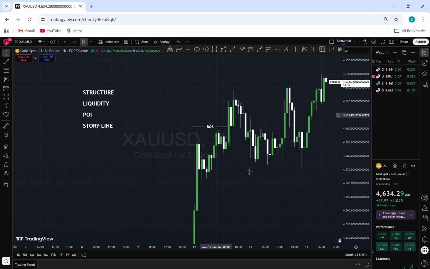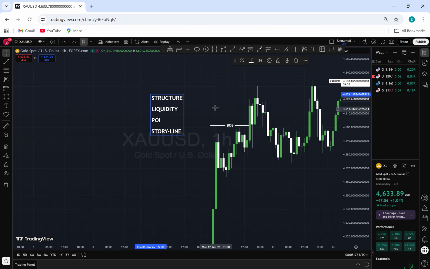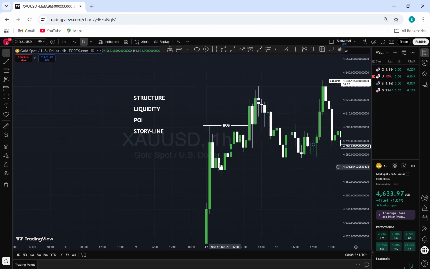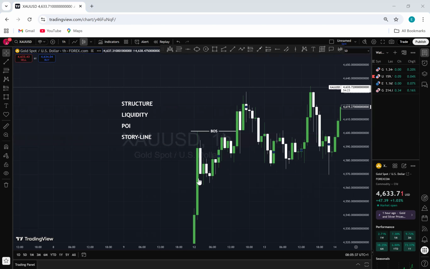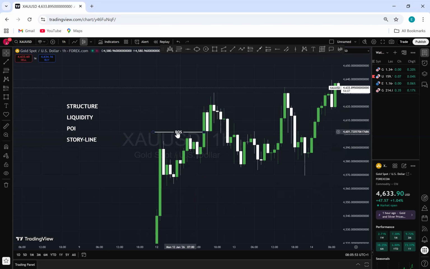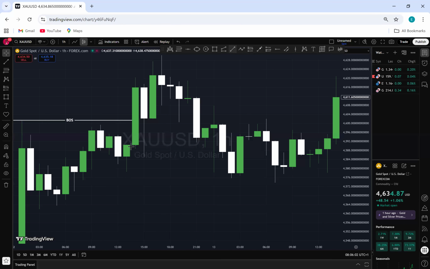Now you can get your liquidity and POI from a break of structure perspective or from a change of character perspective. So I'll just show you how I was able to get this entry here. It is a change of character in line with storyline or what you call an order flow. Okay, so after a break of structure here, even just looking at what we have here, you can pick this.